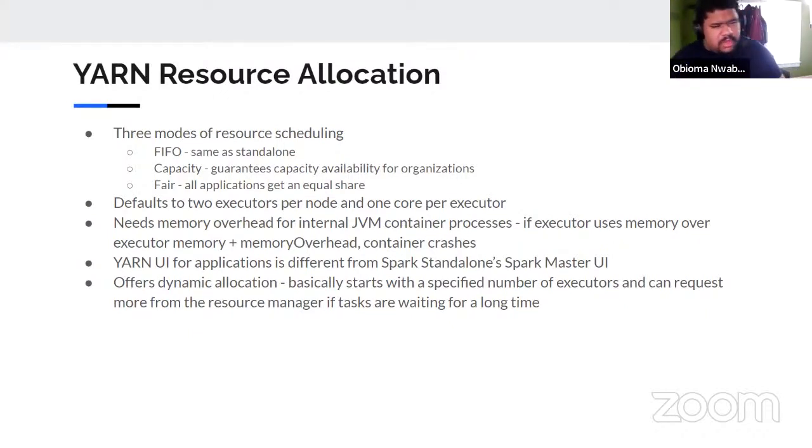But specifically, you're looking through the Yarn UI for Yarn applications, rather than looking at Spark Master, keeping track of specifically Spark applications. And then Yarn also offers dynamic allocation, where your applications will basically start with a specified number of executors. And then if there are tasks that are pending for a long time, then the cluster is able to assign more executors, or the application can request more from the resource manager and get granted them in order to put more resources toward that application.